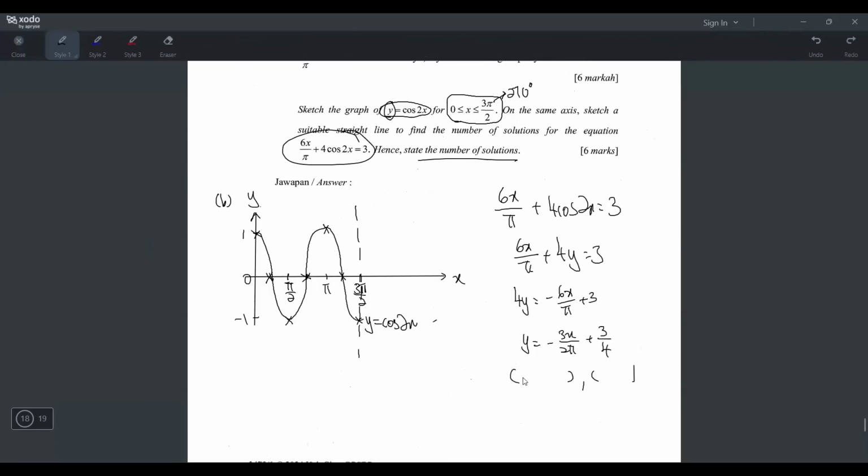When you find points, usually I like to find when x is 0. So when x is 0, this whole thing becomes 0. So your y is 3 over 4. So let's plot this point 0, 3 over 4. So this is 0, this is 1. Okay, where's 3 over 4? You can cut here.